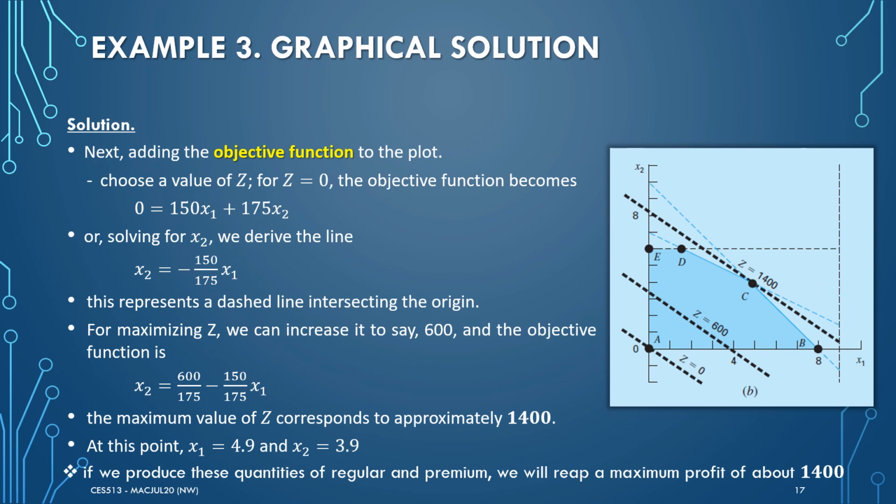Next, the objective function can be added to the plot. To do this, a value of Z must be chosen. For example, here taking Z = 0, the objective function becomes 0 = 150x1 + 175x2. Solving this equation for x2, we derive the line x2 = -150/175 x1. This represents a dashed line intersecting the origin.